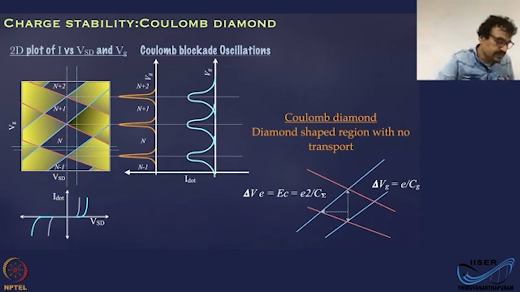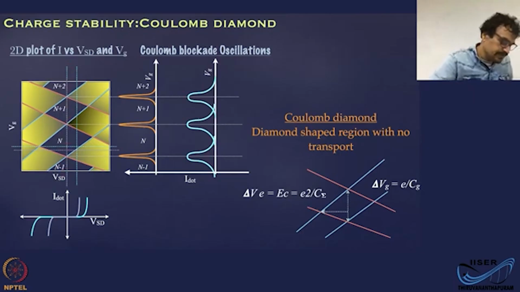Okay. So what we have is regions with no current, which are diamond shaped. Diamond shaped regions of no current flowing through. That is why it is called Coulomb diamond. This plot is called a Coulomb diamond plot. And let us analyze this plot in a little bit more detail by taking slices through it. So let's run through the middle here.